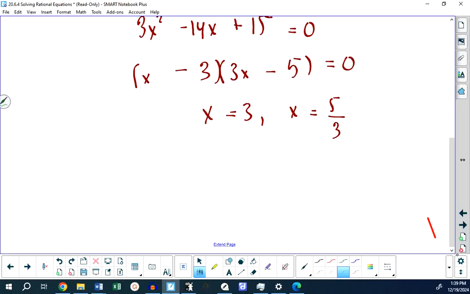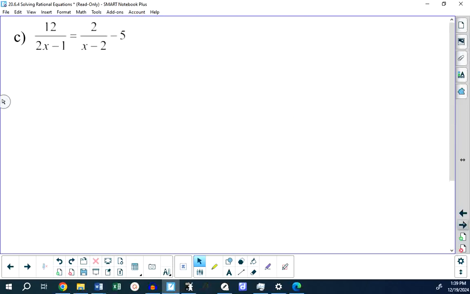So we strike it from the list. It's not a solution. And I don't think you really need to explain that. Well, I mean, I shouldn't say that. If it's a written response question, you should probably make a note that x is not equal to 3 because of a non-permissible value. One final example. Let's rewrite this.